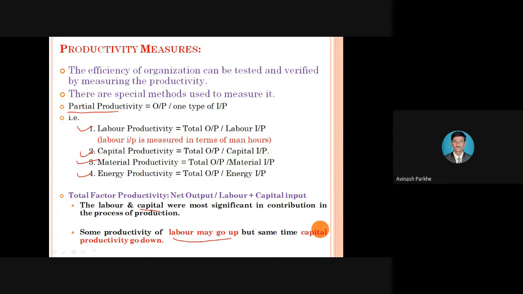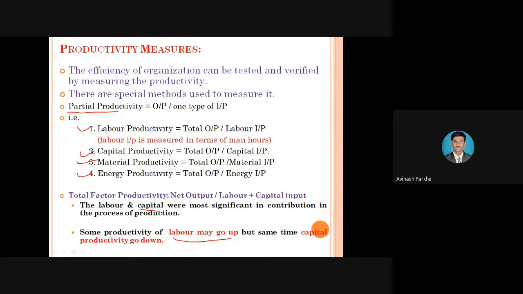Sometimes labor productivity increases and capital productivity decreases. Why? Because for a skilled operator we have to give the maximum salary. So capital productivity may increase or decrease, but on one side you get good laborers, and they can work in an effective manner.